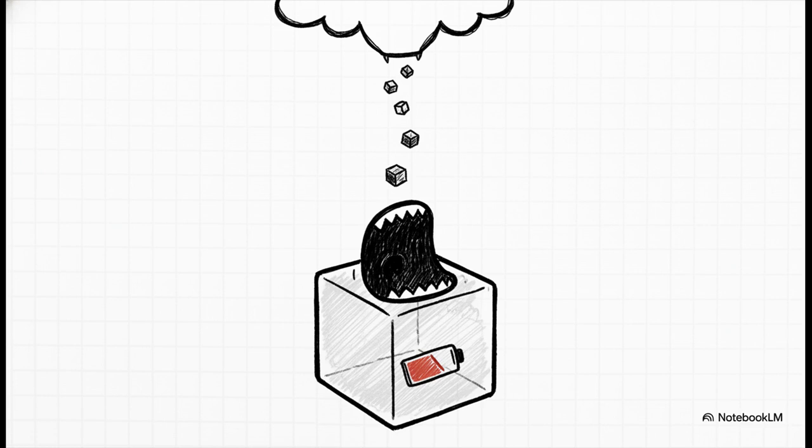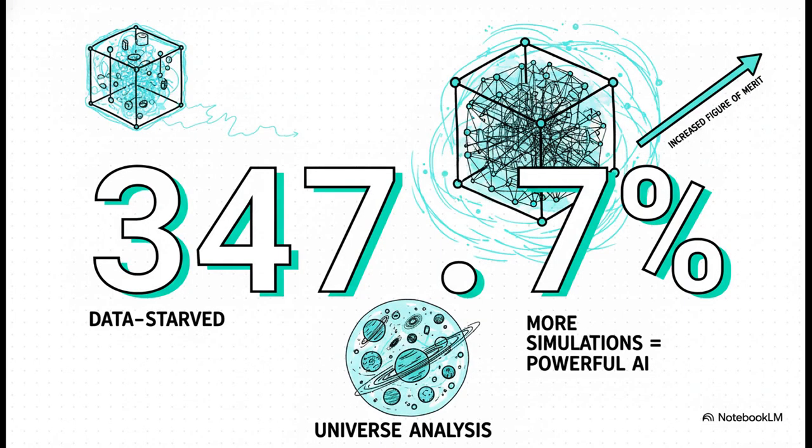The researchers were a bit stumped, but then they realized the problem wasn't the AI itself. It was its appetite. It was simulation limited. It was just plain data hungry and needed way more examples of different universes to learn from. So what did they do? They doubled the number of training simulations they fed it. And the result? Get this, a staggering 347.7% increase in performance compared to that original data-starved model. This huge jump proved it. This glass box AI has absolutely enormous potential. But just like any powerful tool, you've got to give it enough raw material to work with.